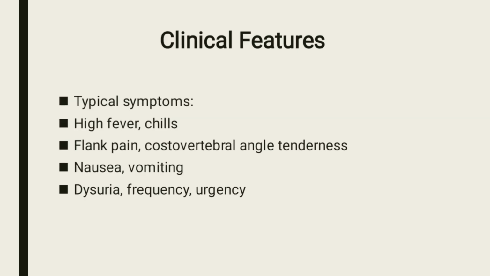Patients often present acutely ill with fever and chills. Flank pain or costovertebral angle tenderness is a hallmark feature. Lower urinary tract symptoms like dysuria or frequency may accompany it, reflecting cystitis.